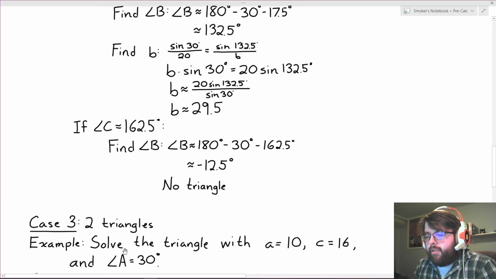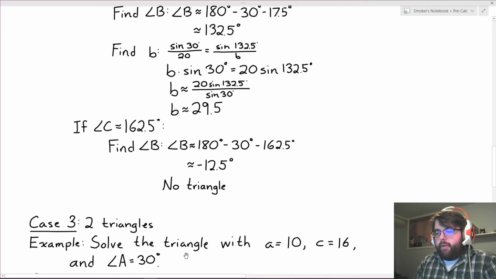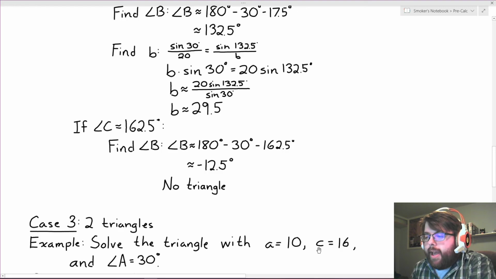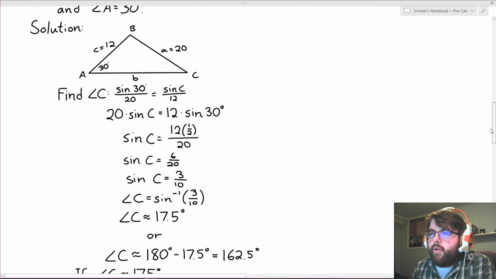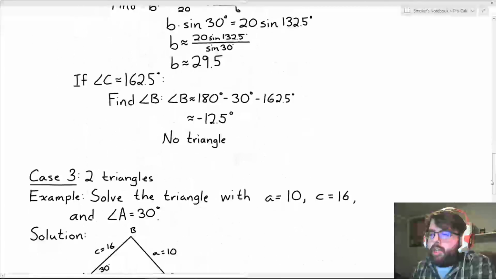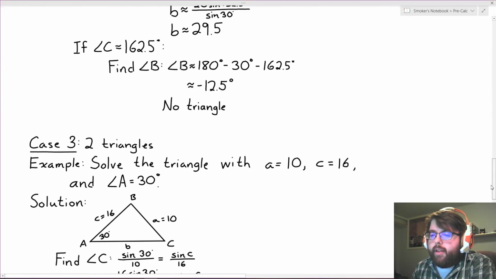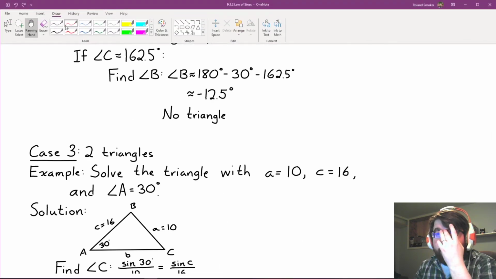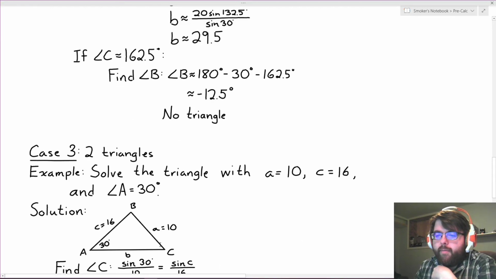So what's going to happen here is a triangle with a equal to 10, c equal to 16, and angle A equal to 30. So I think they did change c also in this case. So here's what's going to happen. I'm just going to explain what happens with this off the bat to hopefully help you understand what's going on.